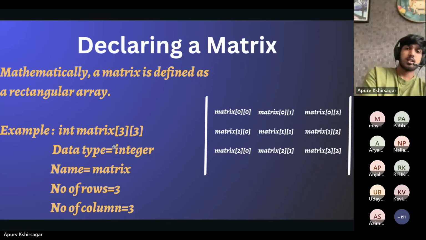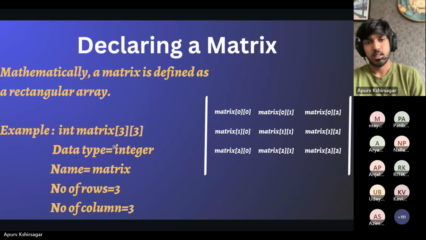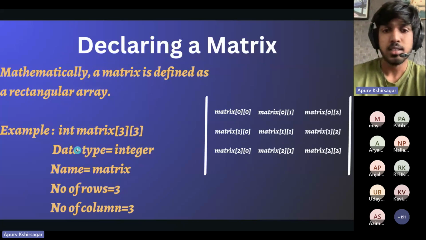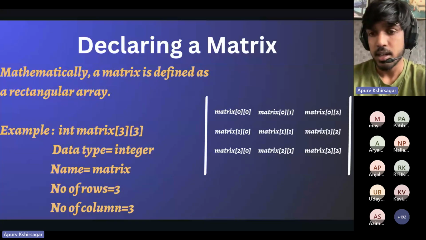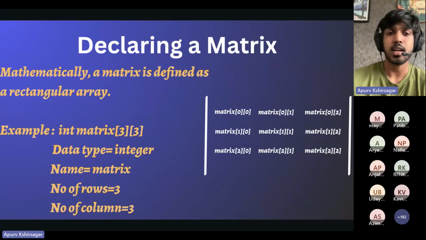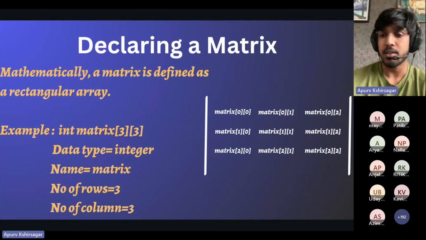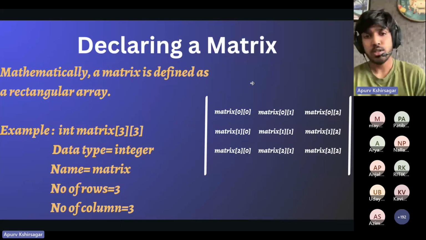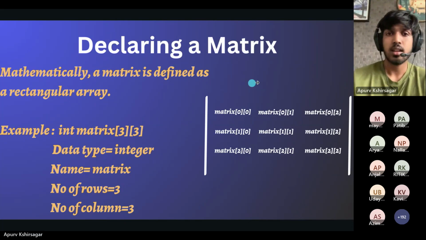So let us analyze this line: int matrix[3][3]. What does int signify? It means that whatever the elements in the matrix are, they are all of the integer data type. The name matrix I've given, you can give any name you want. You can give your name, like int apur[3][3], anything. So this is one of the most common ways to define it.